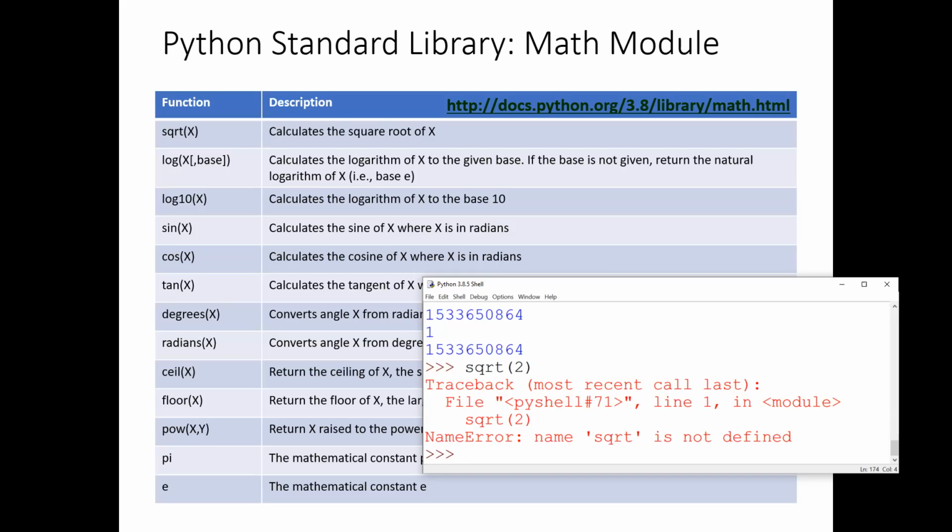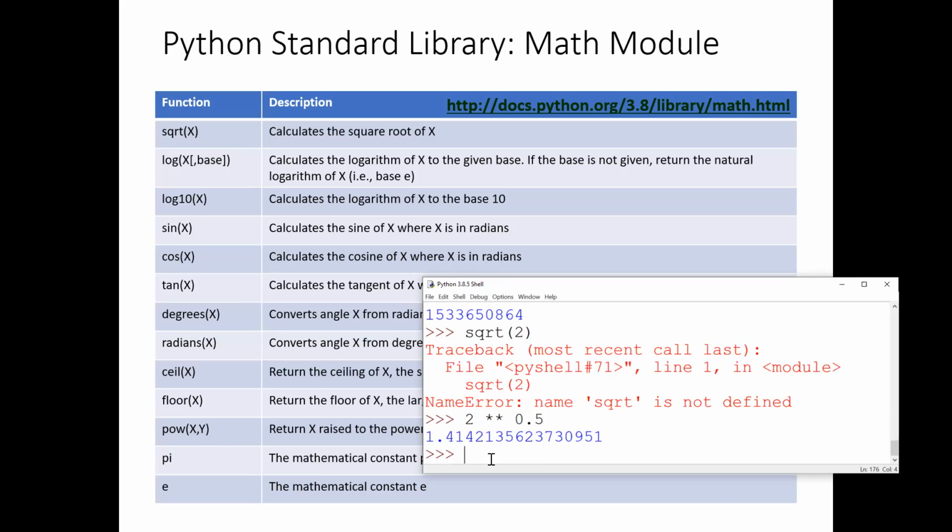You can create it if you want, right? Because we already know, if you put the power, like 2 to the power 0.5, you are getting this, isn't it? So you can write a function, but you don't have to.